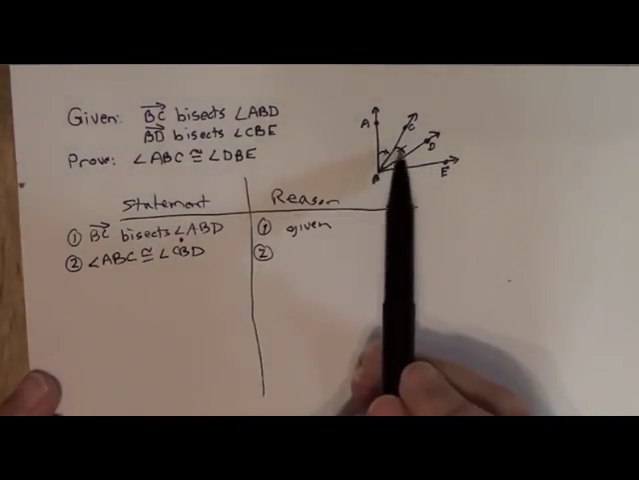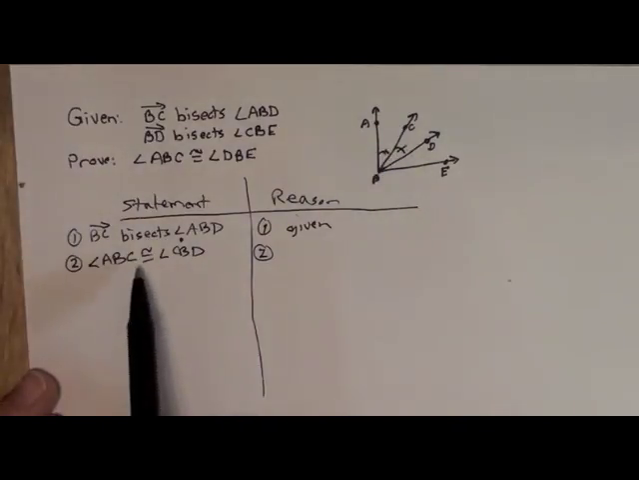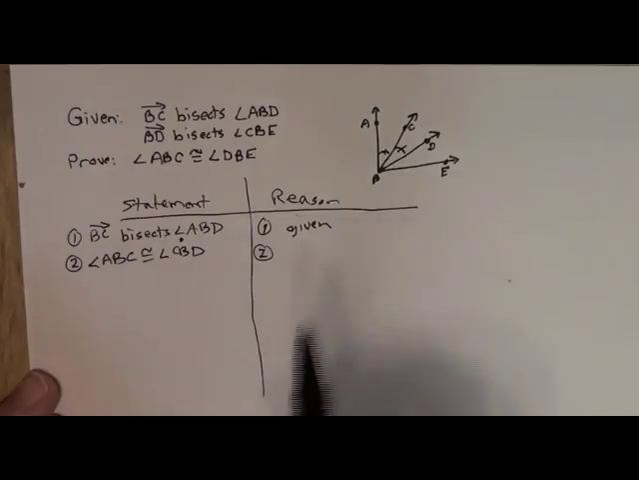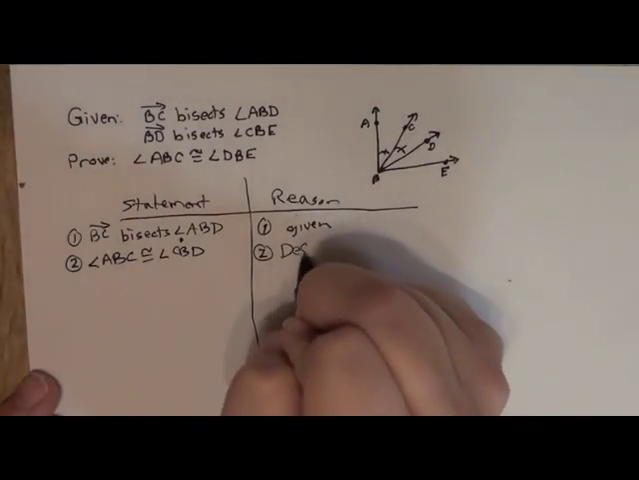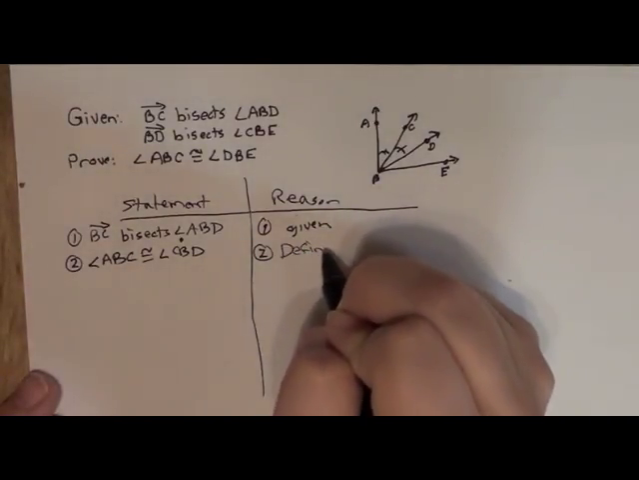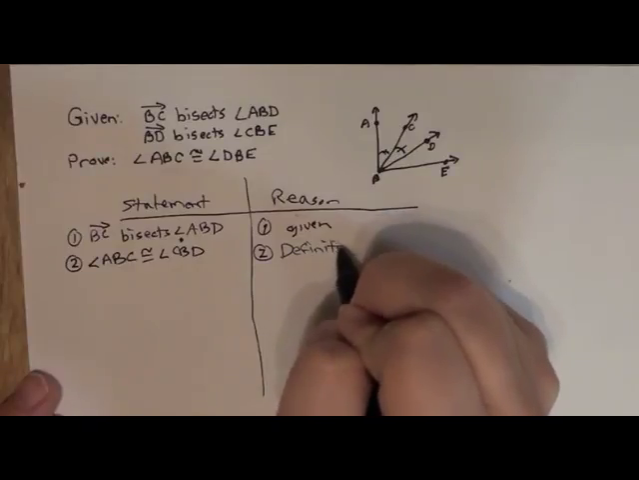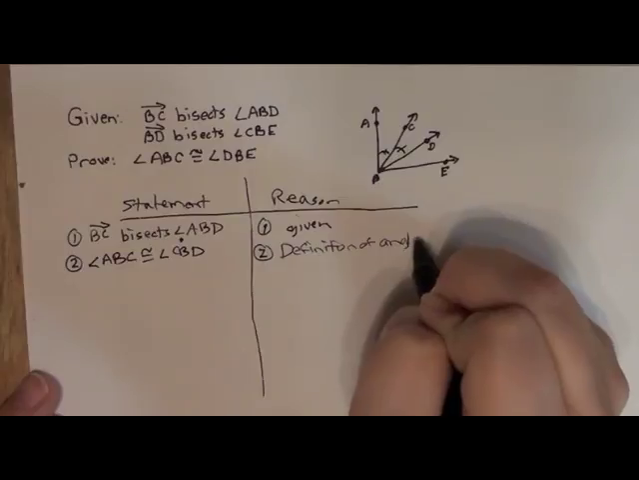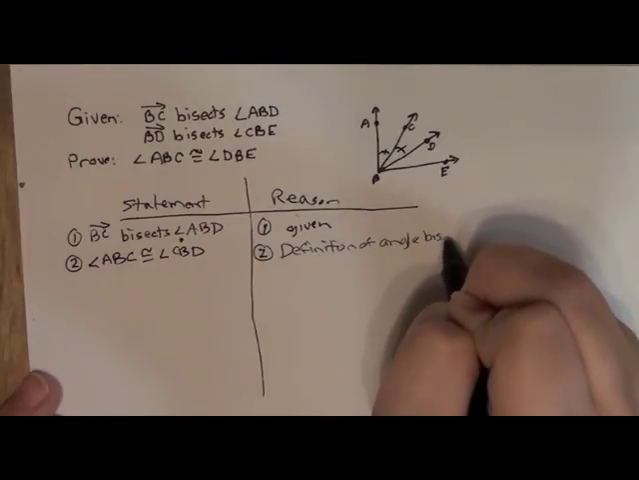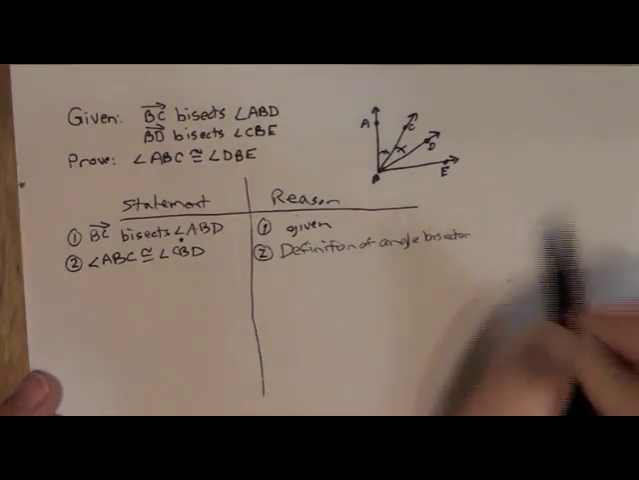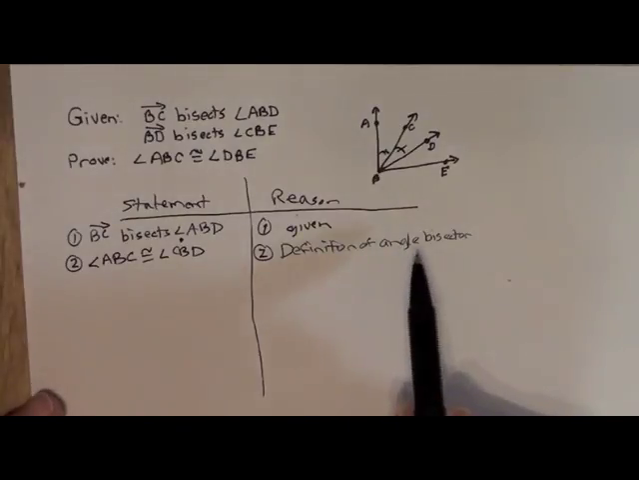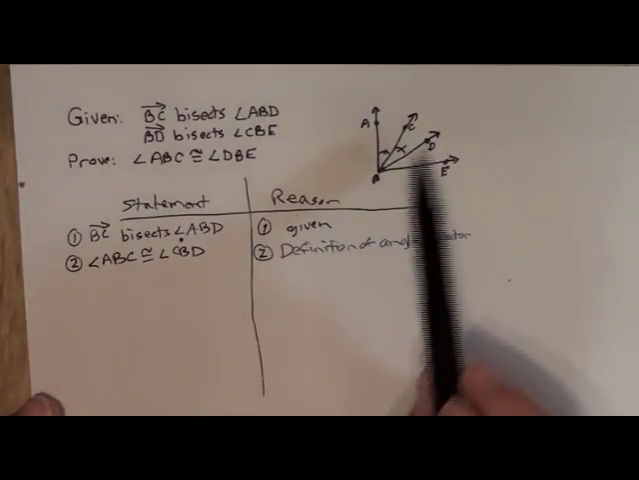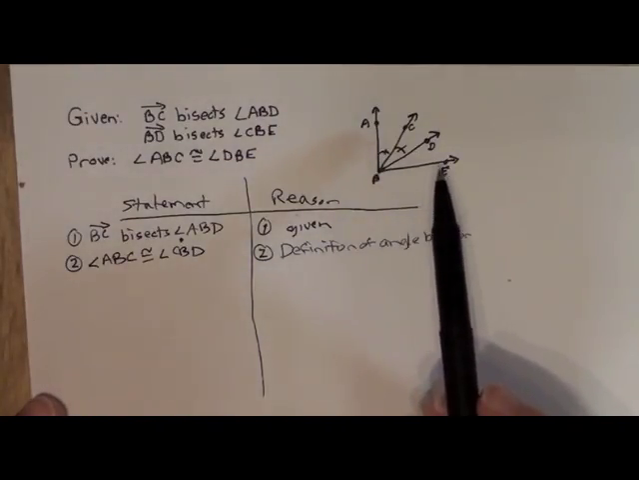How did we know that those were congruent? Well, we knew they were congruent because BC is the bisector. And that's the definition of bisector. Or you could say the definition of angle bisector. I like putting the word angle in there. It helps keep me focused on the fact that these are angles we're dealing with and not line segments.